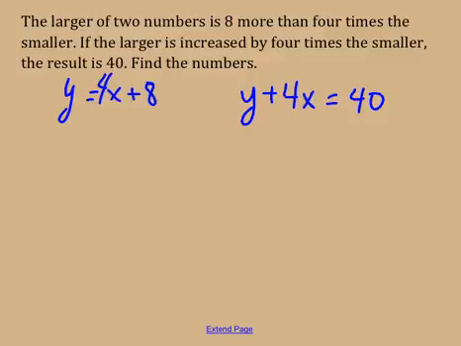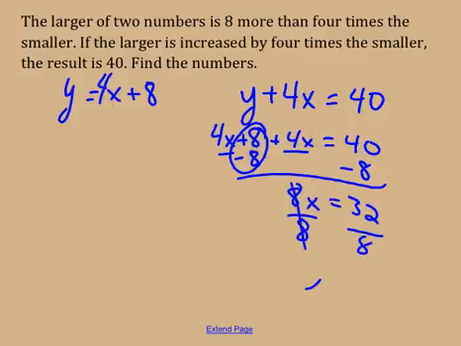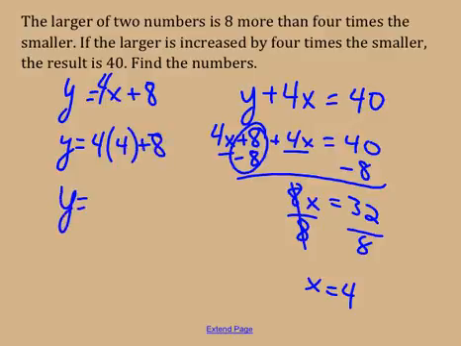That's what I got. So this one's pretty easy because I got Y by itself right away. So I'll just substitute 4x plus 8 in. Plus 4x equals 40. Subtract 8. 4x and 4x are on the same side, so I combine them to 8x equals 32. Divide by 8. X equals 4. So then I come over here. Y equals 4 times 4 plus 8. Y equals 16 plus 8, which is equal to 24.